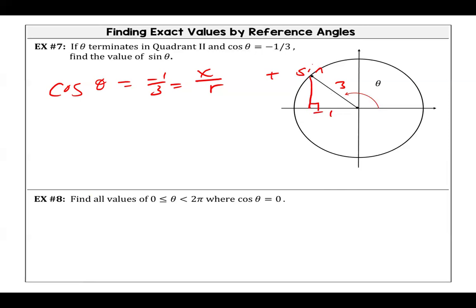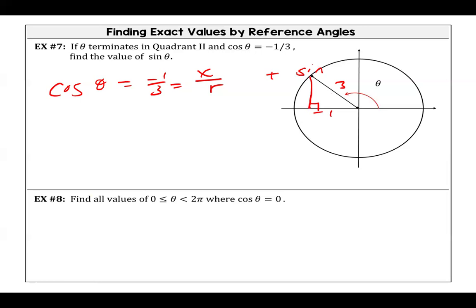All right, so on the last part here, this 7 is just a review, finding out if we have our x and our r, can we find our y? Yes. Once I have my y, can I state my sine? Yes.